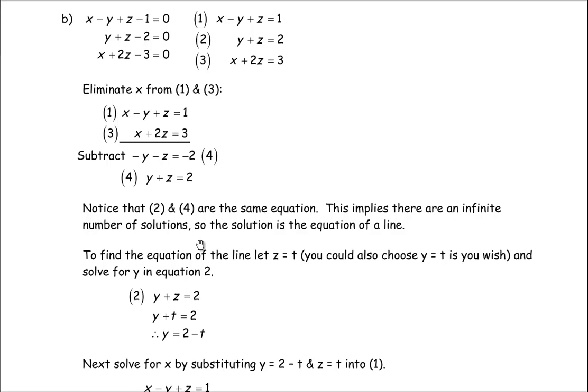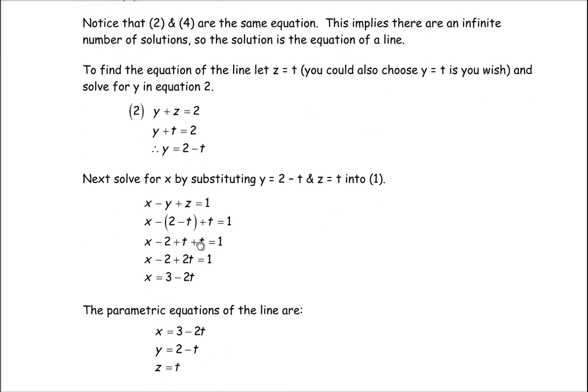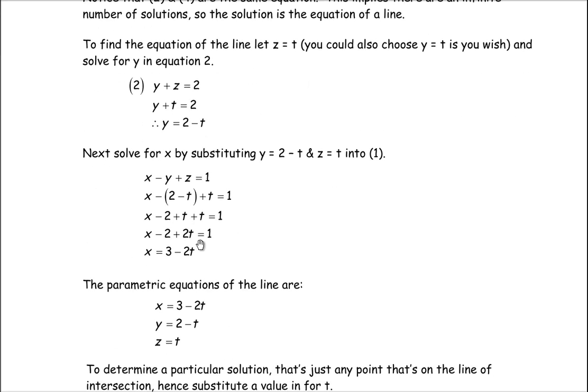So now I'm going to take the first plane here, well, maybe this version instead of that one, and I'm going to solve for x by substituting the 2 minus t and t in place of y and z. So here's the first plane. 2 minus t goes in place of y, and of course t in place of z. And so when we take the brackets off, we get negative 2 plus t, and so t and t add to 2t. So solve for x. When we add 2 to both sides, 1 and 2 add to 3, and of course this would be minus 2t on the right. So that's the x parametric equation.